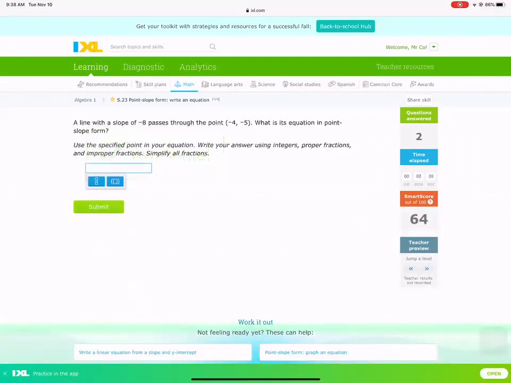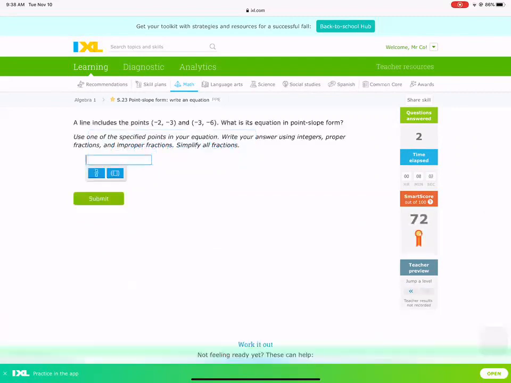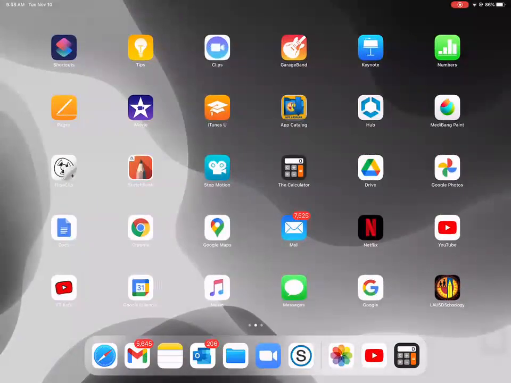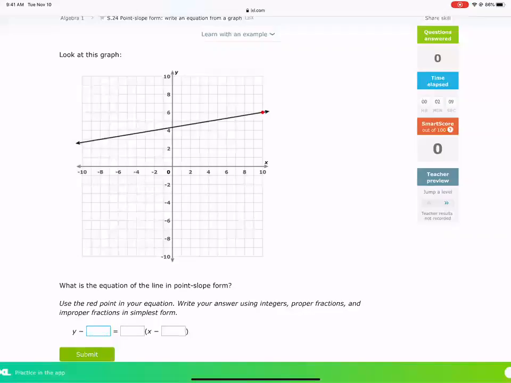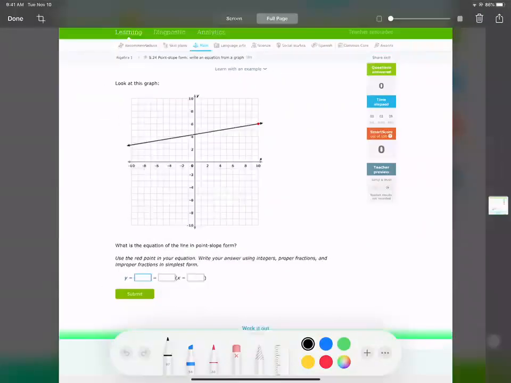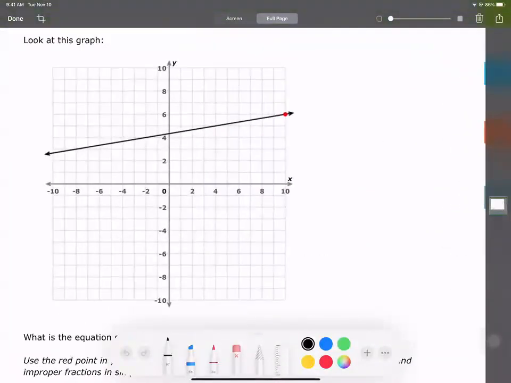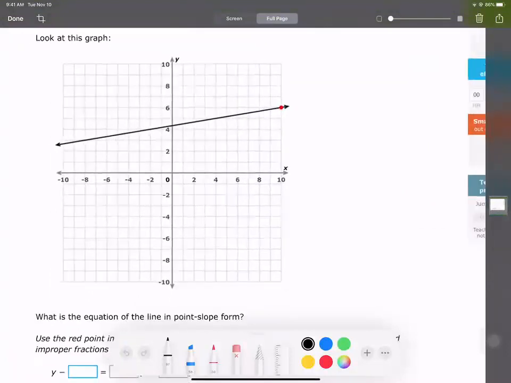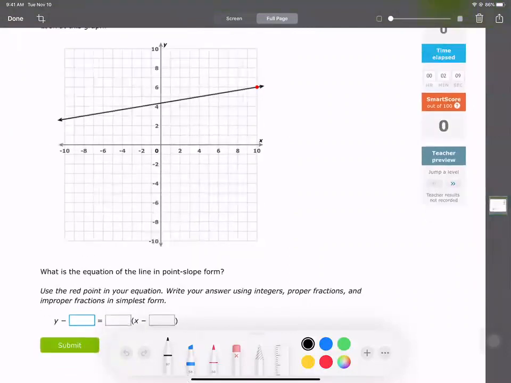All right. So we're going to work on those 2 skills. And the last one, I want to go back. Okay, so we're given a graph, and we're asked to write the point-slope form. Again, this is one of the easiest ways of writing an equation. We just have to look for 2 things, a point and a slope.